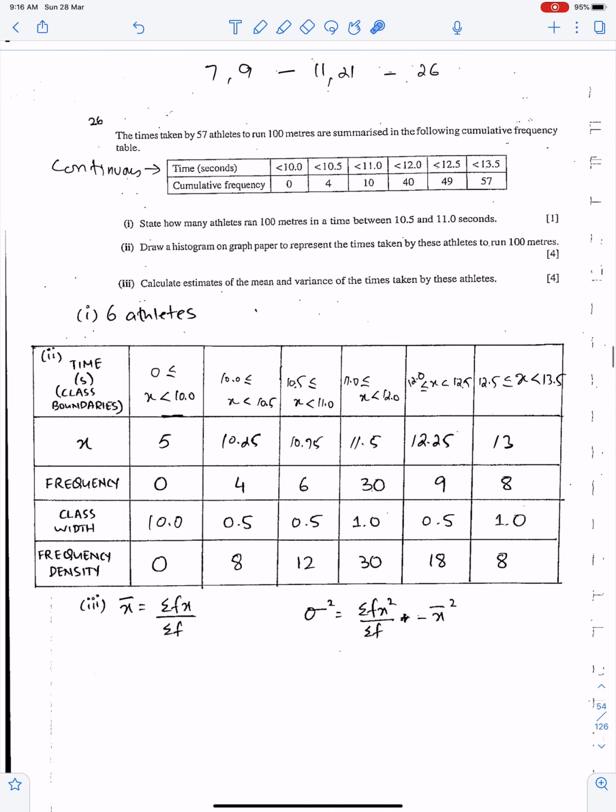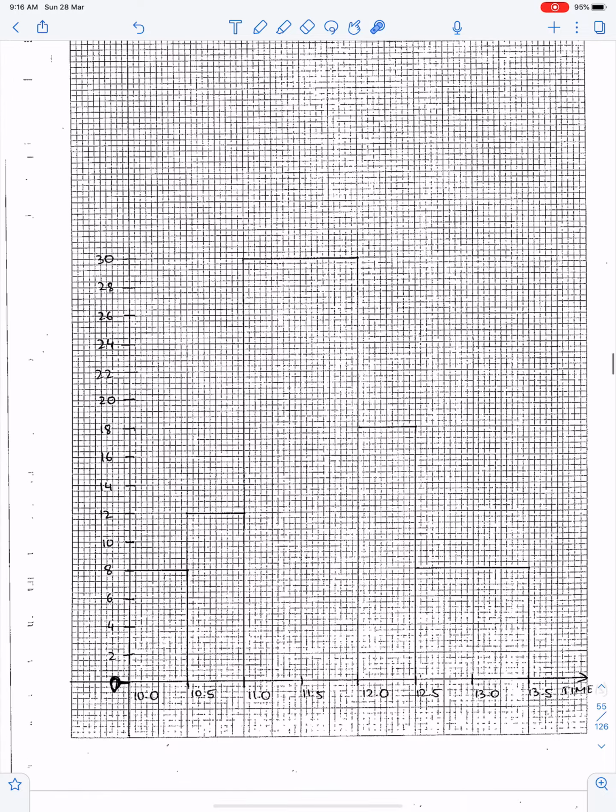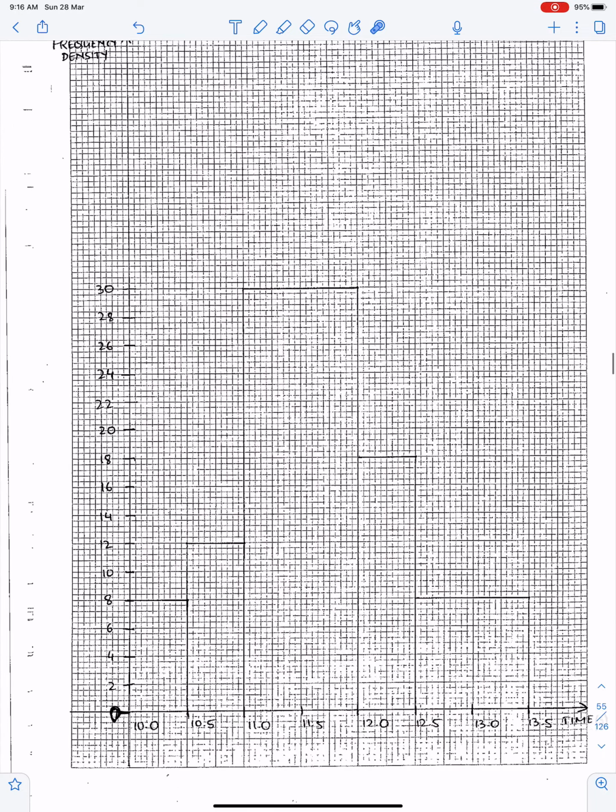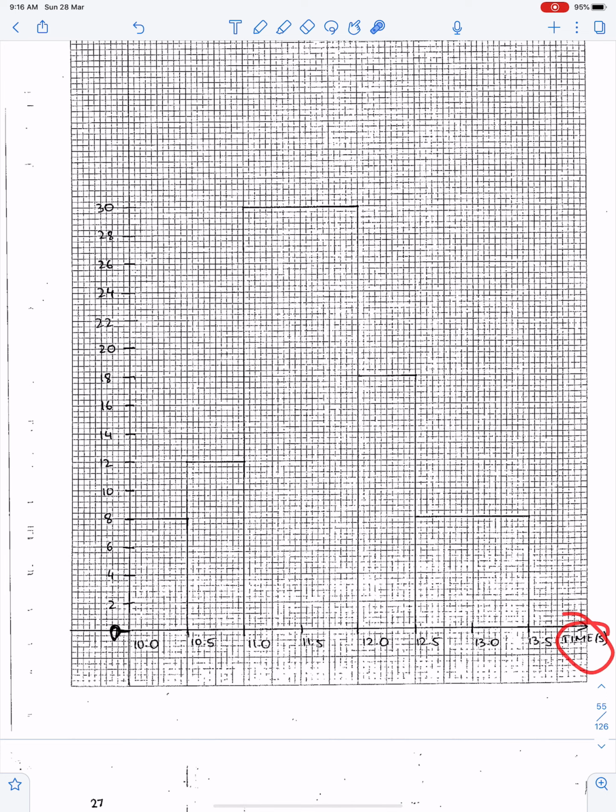Again the data is continuous, time. Again go for the inequalities. And the first number should be 0. And get the mean and variance. State how many athletes ran 100 meters in a time between 10.5 to 11.0. So 6 athletes. Histogram, draw, use this table, and frequency densities. These are the frequency densities, mean and variance. This is the histogram. Must label the axis.